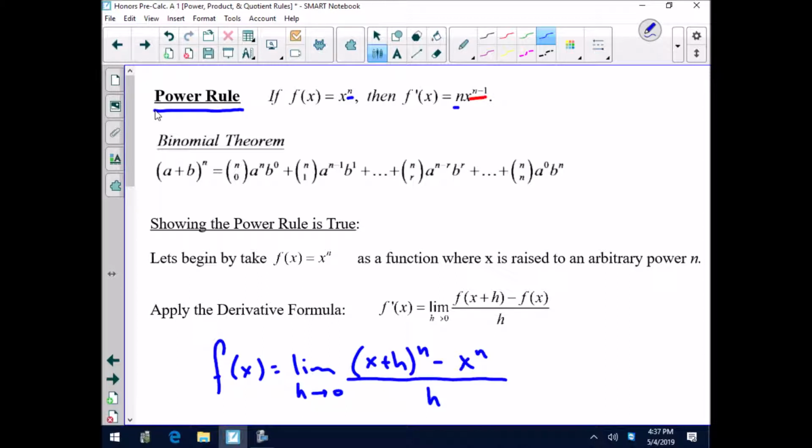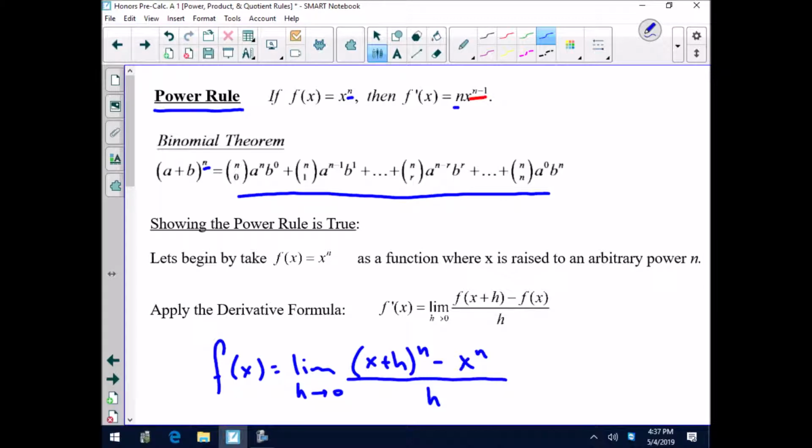Now, because we're using this rule so much, we're going to go through the process of proving this rule, and we're going to use the binomial theorem to do that. So the binomial theorem, remember, says that if we have a binomial, or two terms that are being added or subtracted, that are being raised to some power n, then when we expand out that binomial or multiply it out, we get a polynomial of this form right here, right?